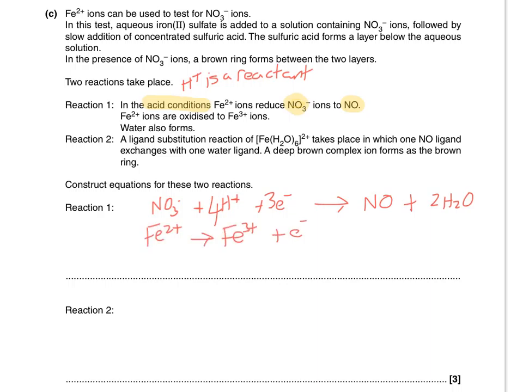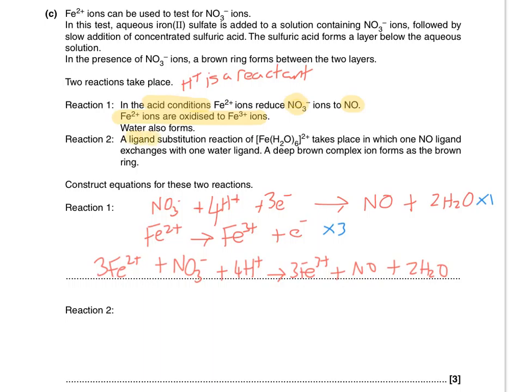So the question told us what to write for the half equation for iron. So now what we've got to do is make the electrons work. Like so. So now we can put in the equation for reaction 1. Like that. So let's check reaction 2.